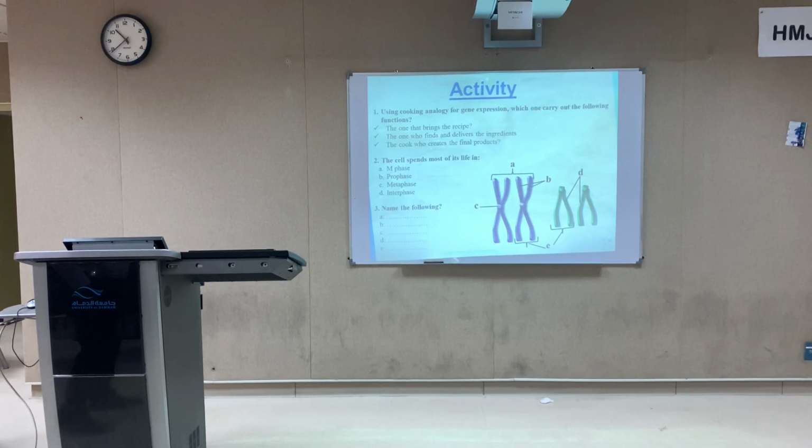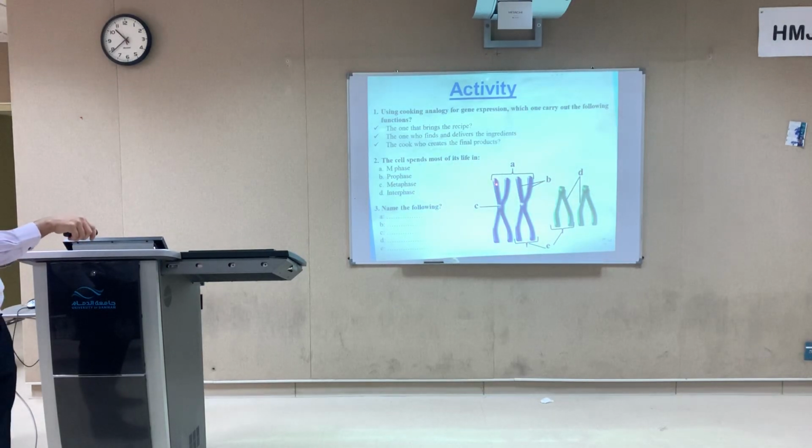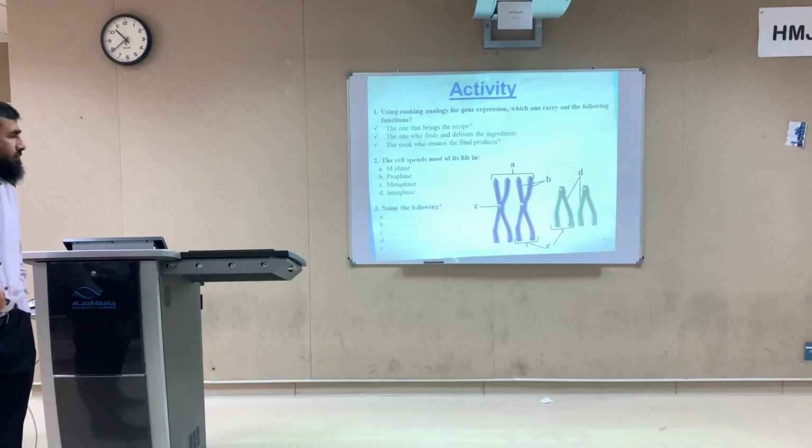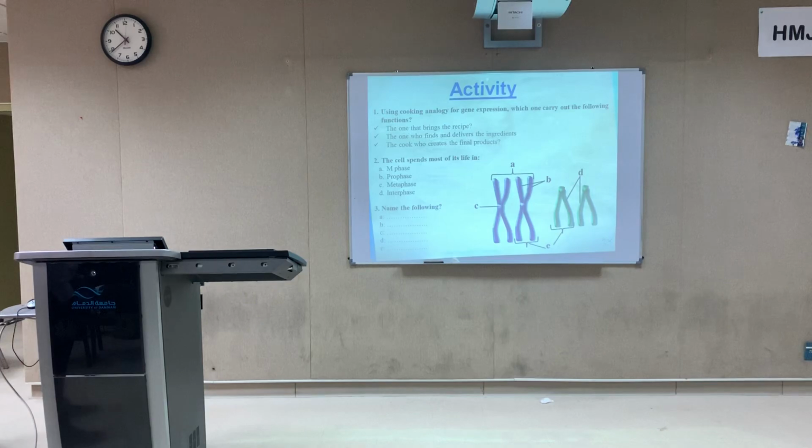All right, name the following structures. Which structure do you think is A? Homologous chromosomes. Yes. So B, these two, what are they? Sister chromatids. So B is sister chromatids.